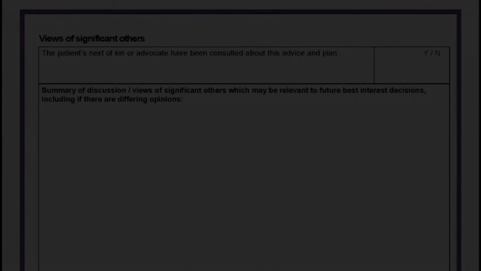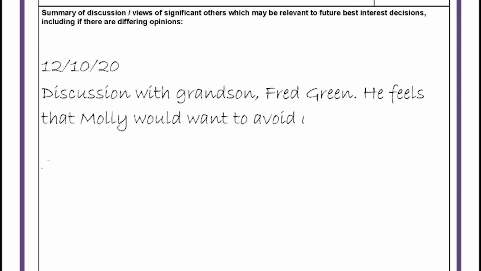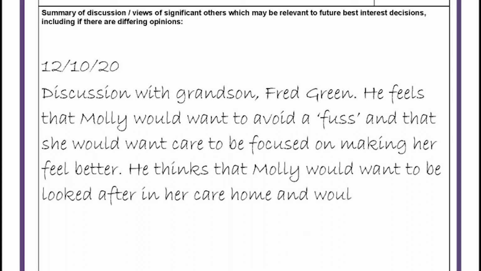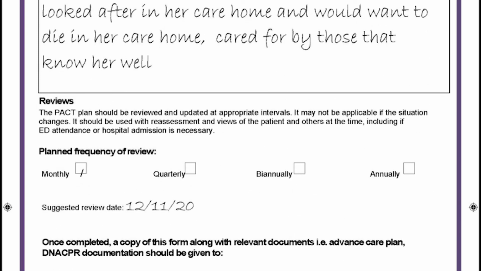And then I'll write a summary here and suggest that we review this plan every month or so in case there's other things that pop up that we need a plan for. Yeah. Okay. And then I'm going to make sure the GP knows about it, the nursing home know about it, and I'll photocopy it and put it in the hospital notes. Okay. And then this form will go home with Gran to the nursing home along with her DNACPR form.